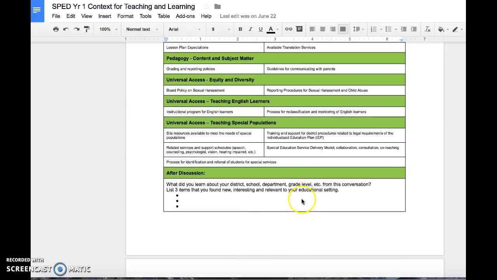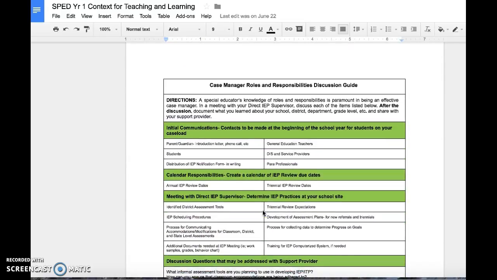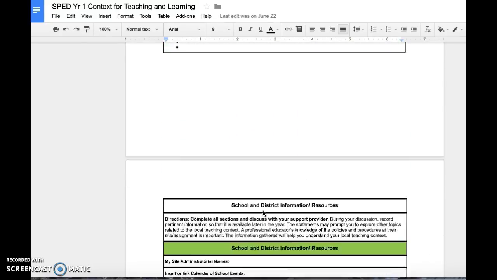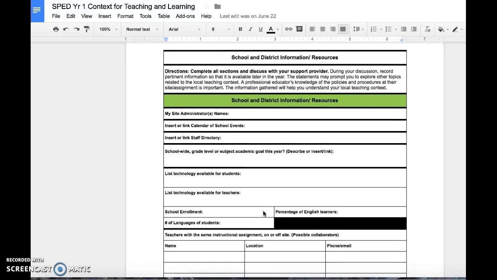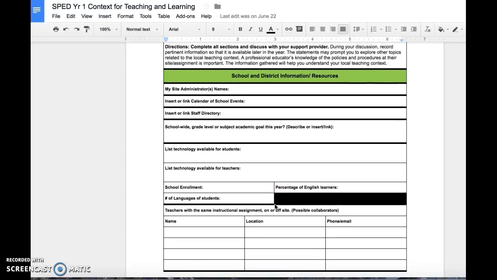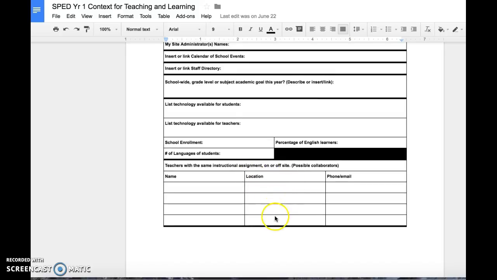After the discussion, please list 3 items you found new, interesting, or relevant to your educational setting, as well as your case manager roles and responsibilities. School district and information resources. Use this area to record pertinent information so that it is available later in the year. Please complete all sections with as much detail as possible.